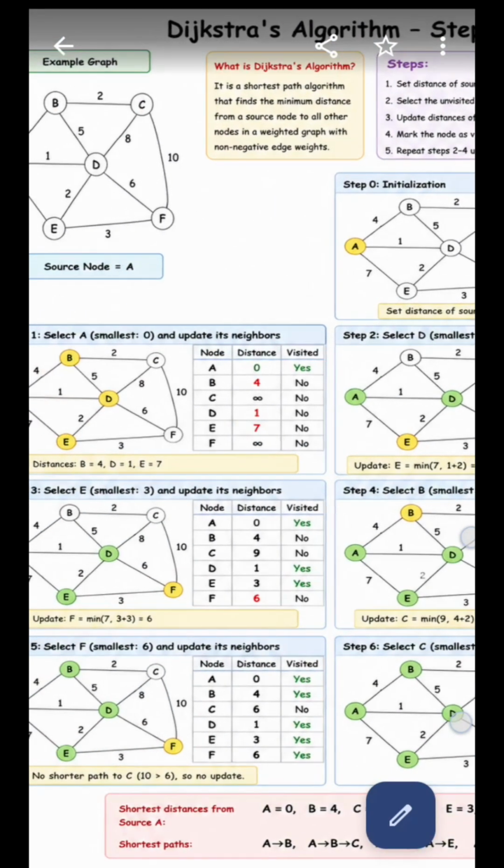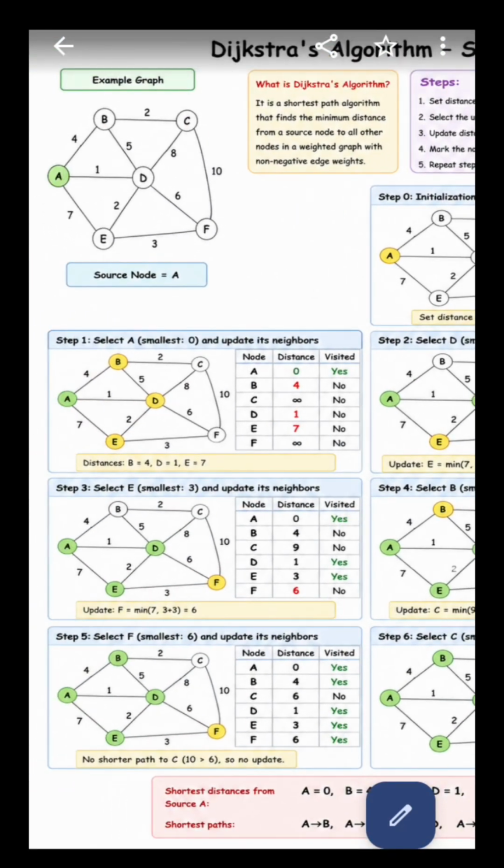And in step 3 we are going to visit from A to E. The A to E distance is 7. There is one other possibility to go to E, which is from A to D and then from D to E. A to D is 1 and D to E is 2. So 1 plus 2 is equal to 3, which is smaller than A to E, which is 7. So we are marking the distance for E as 3 and visited as yes.